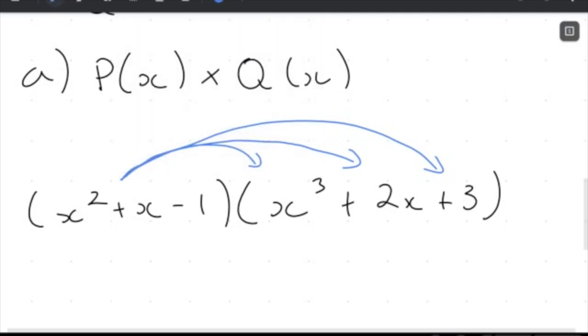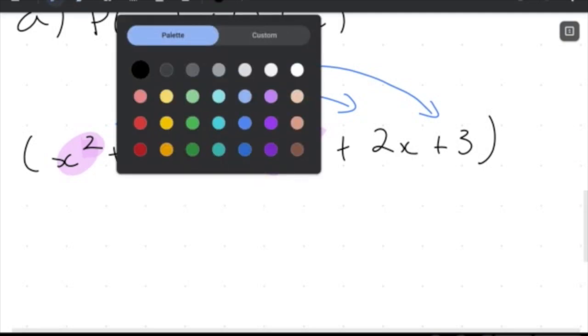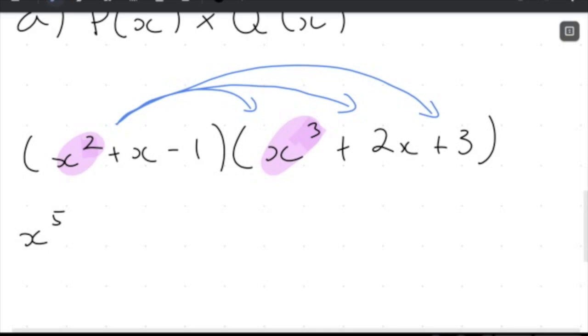Next, actually, let's just do this one by one because it'll end up being too many arrows. So I want to multiply x squared by each of these terms. Taking x squared times x cubed, I'm going to get x to the power of 5. x squared times 2x, positive 2x, gives me positive 2x cubed. And finally, x squared times positive 3 gives me positive 3x squared. Okay, so I've done my first bunch now. My x squared has interacted with each term in my second bracket.